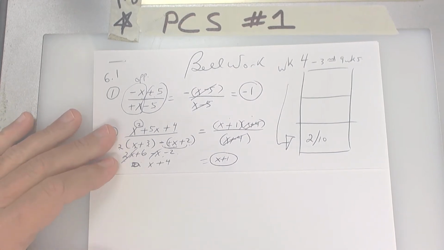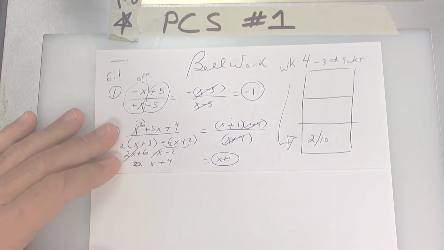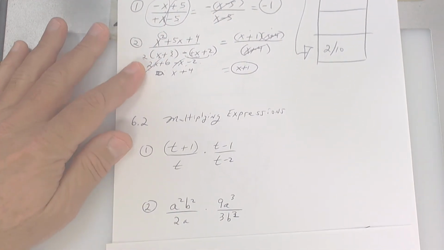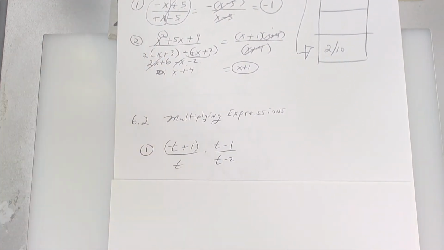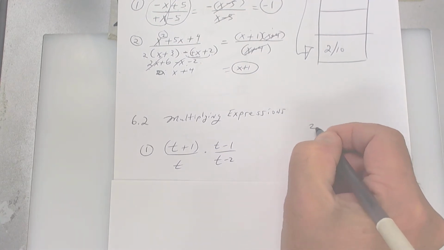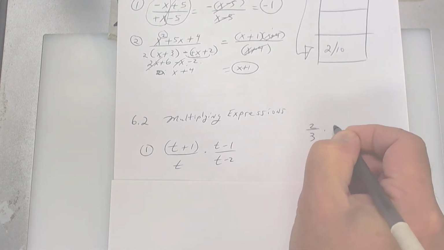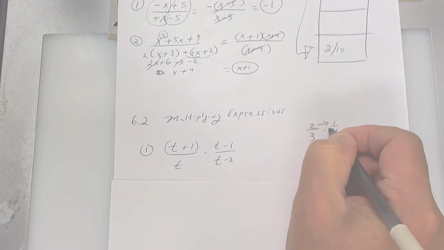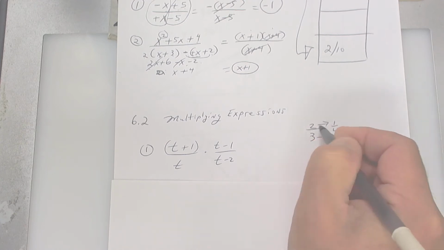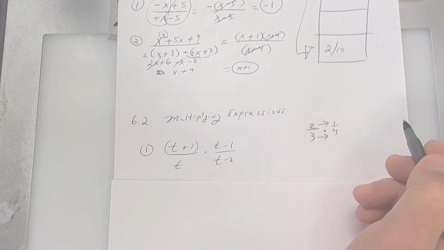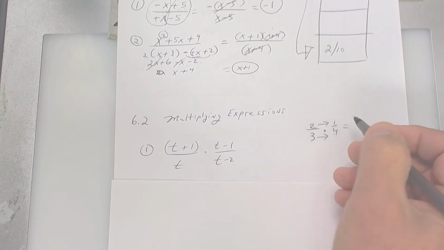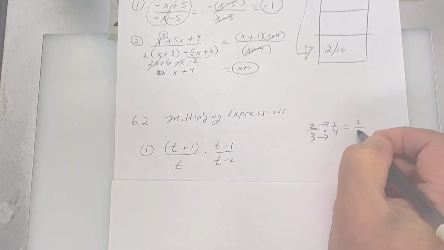All right, anyhow, let's turn our attention to 6.2. On a new sheet of paper, copy this down. Today we're multiplying expressions. Okay, so let's take a look. Remember, when you multiply fractions like 2 over 3 times 1/4, you multiply straight across. You could technically reduce as long as you're multiplying, but I'm not going to do that. I'm going to say 2 times 1 is 2 and 3 times 4 is 12.